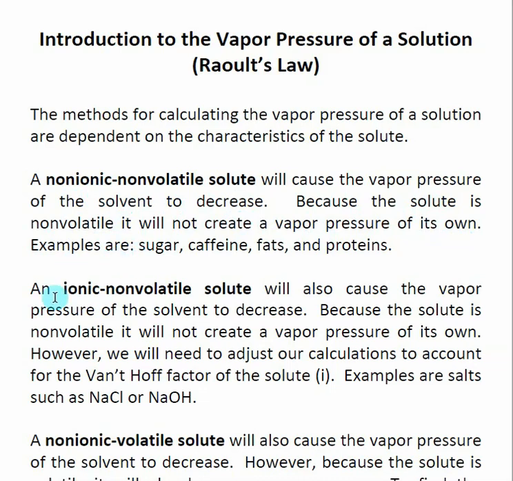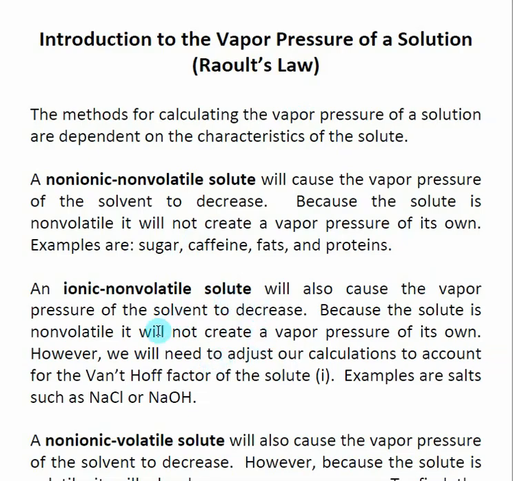The next type is ionic non-volatile solute. So the same as before, because it's non-volatile, it will not create a vapor pressure in itself. So the solute will not add to the vapor pressure of the situation. The only thing that is creating a vapor pressure is our solvent. And just like before, Raoult's law says that the vapor pressure of a solvent is going to decrease as we add a solute to it.